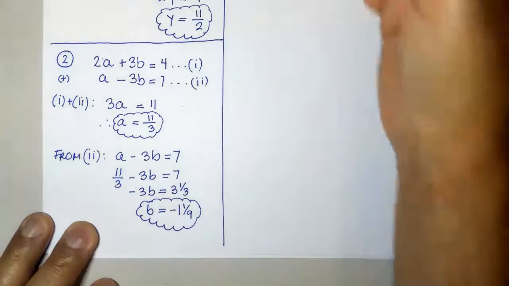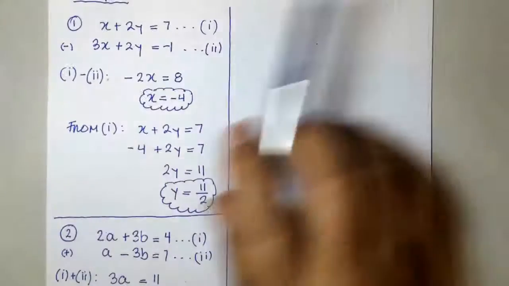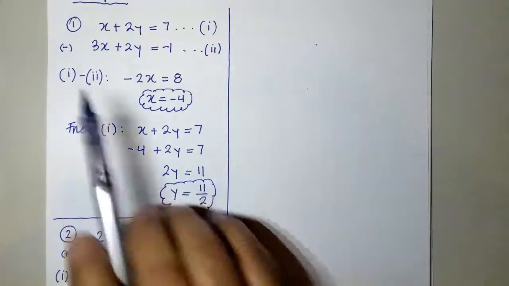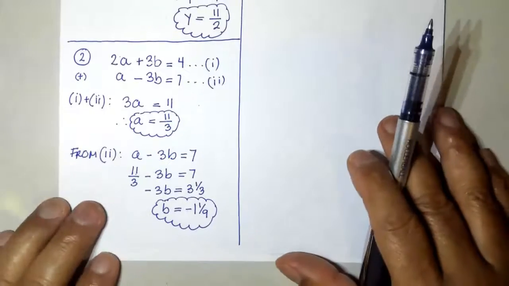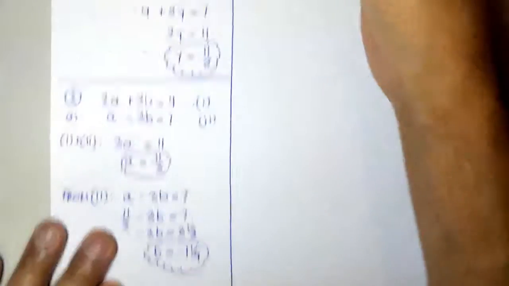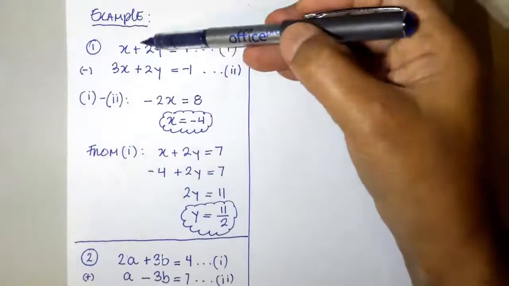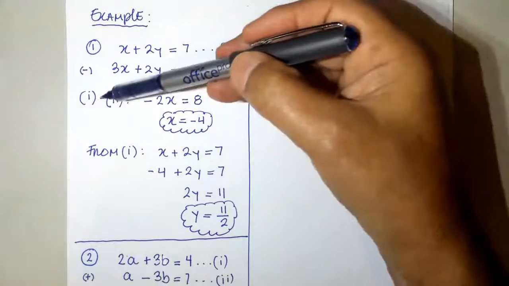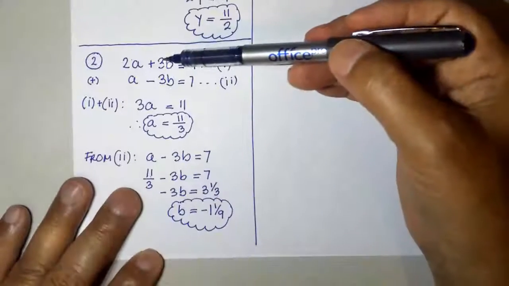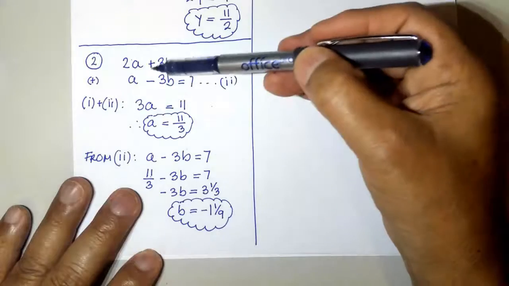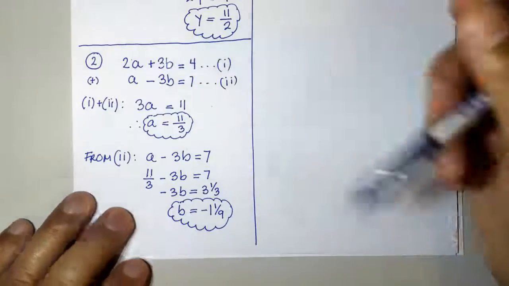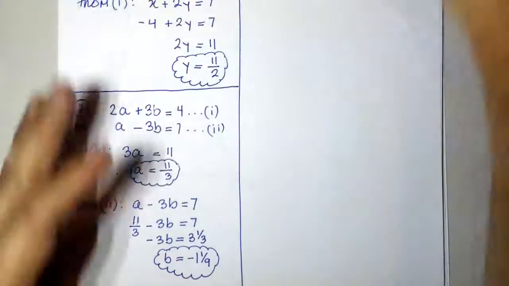So we need to make the distinction between taking them away and adding them. You can see that when we have the same value, including the sign, we take them away. But if they have opposite sign, then we plus them together. That's how we eliminate them. All right, let's do another one.